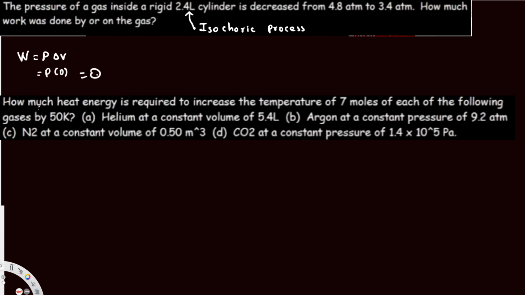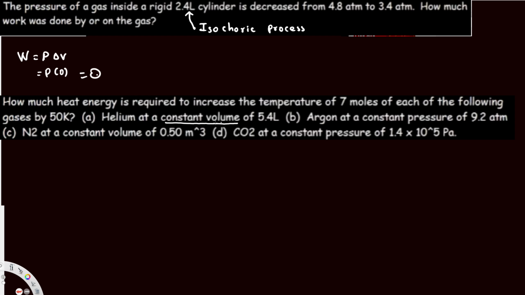And let's do this question right here. The second question is asking how much heat energy is required to increase the temperature of 7 moles of each of the following gases by 50 Kelvin. Okay, so let's look at the first one: helium at a constant volume of 5.4 liters, so constant volume.